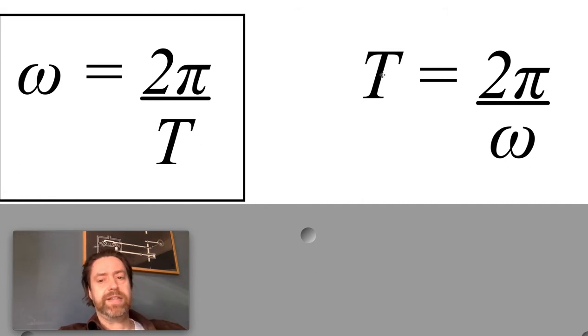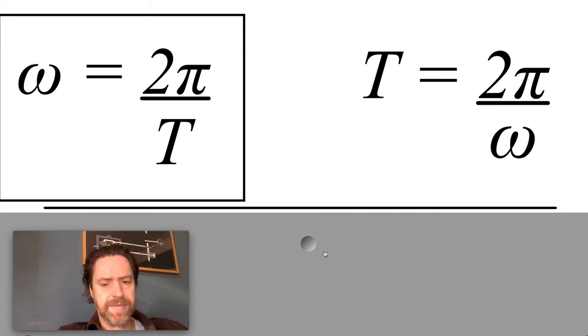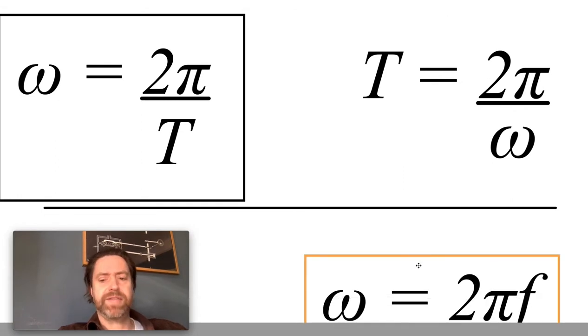Also realising that time period is 1 over frequency. So frequency is something that might come up. So you might sometimes have this written this way, where omega is 2 pi f, because frequency is 1 over time period. Okay, so there are two basic things, and then there comes a problem.